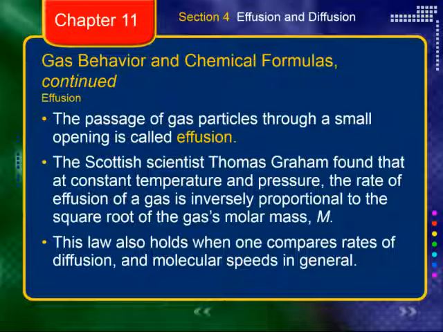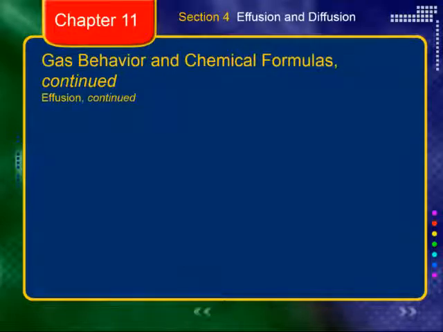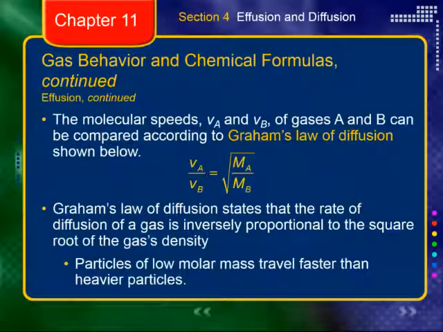This law also holds when one compares rates of diffusion of molecular speeds in general. There are some small little hiccups there, but in general, basically for our purposes, this relationship is also going to be the same for diffusion, not just effusion. Again, inverse proportionality. So let's take a look and see what we're dealing with here. The molecular speeds, velocity of A and velocity of B, of gases A and B can be compared according to Graham's law of diffusion shown below.